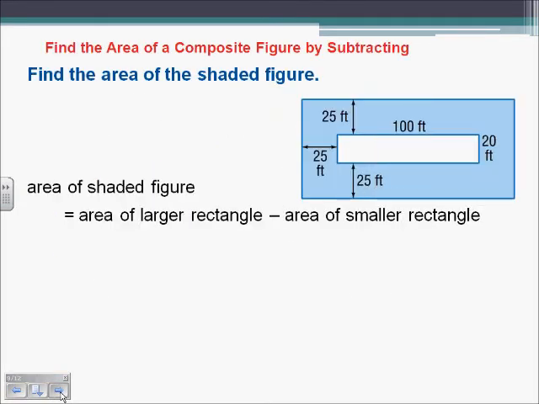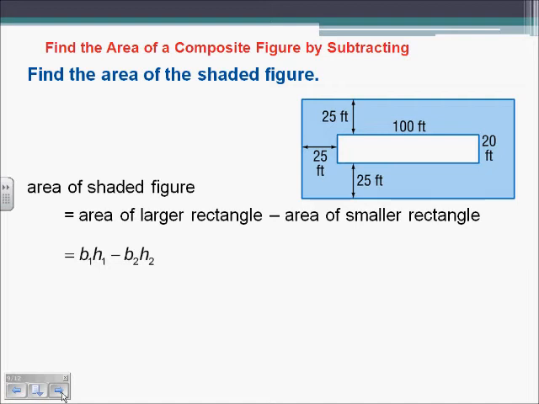Here we're asked to find the area of the shaded figure. We know that's going to equal the whole big rectangle minus the area of the smaller rectangle, that white part that's unshaded, which we're going to subtract away. So we're just going to have base times height minus base times height.